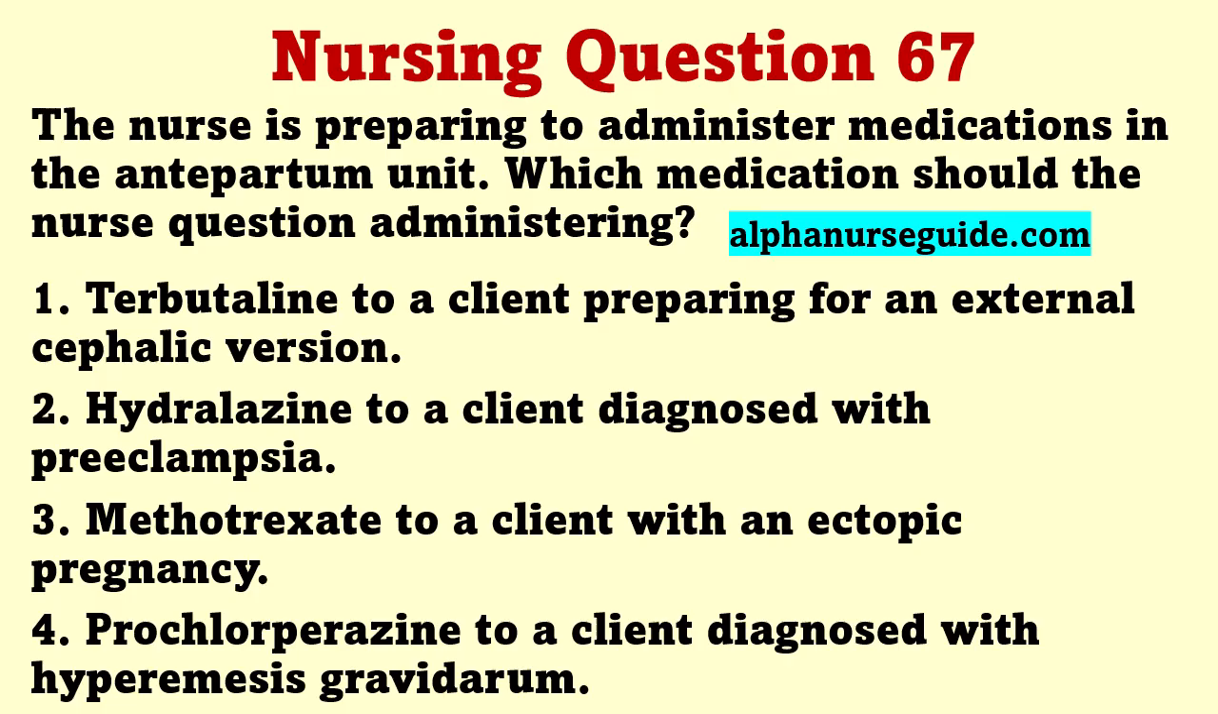Terbutaline can be administered to the client preparing for an external version to relax the uterine muscle for manipulation of the fetus. Hydralazine is commonly used for elevated blood pressure in pregnancy. Methotrexate, a folic acid antagonist, is used for medical management of an early ectopic pregnancy with an intact fallopian tube.